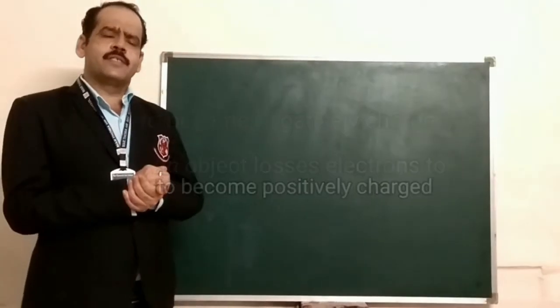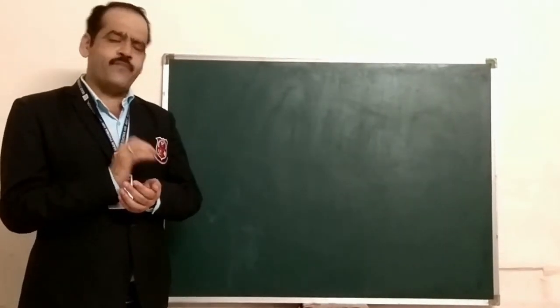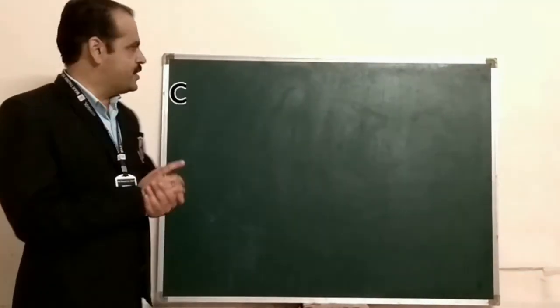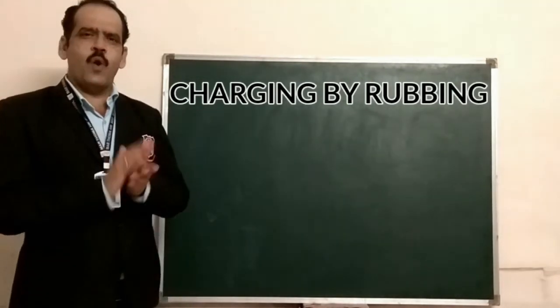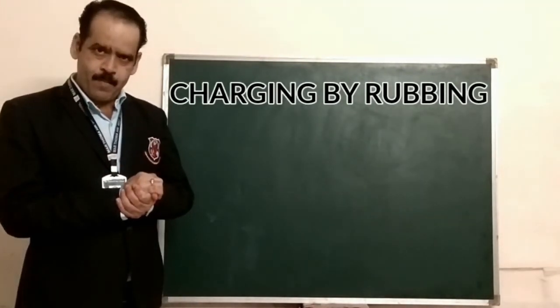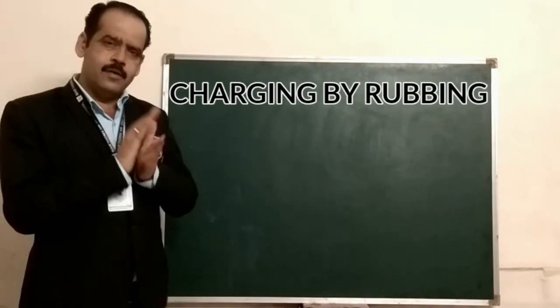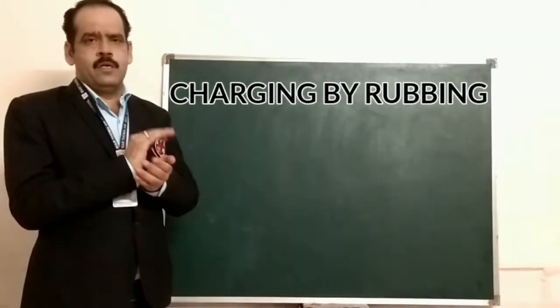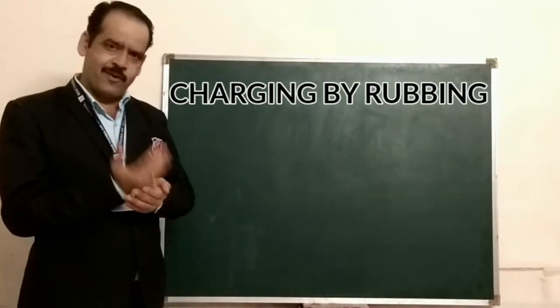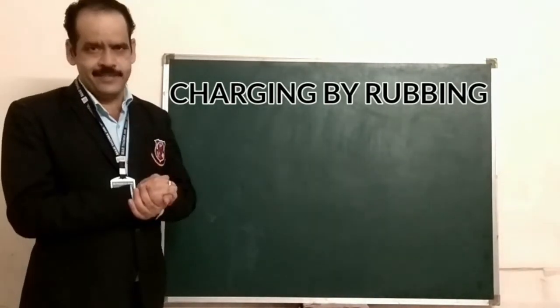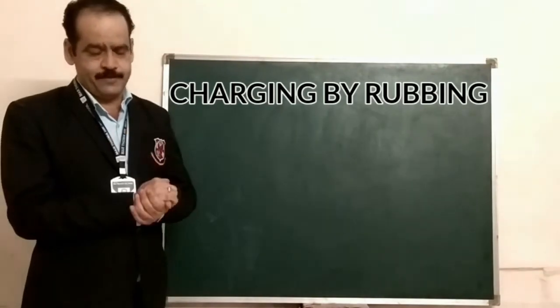Now we are going to discuss a few methods of charging. The first method is charging by rubbing. In this method, two objects are rubbed, and due to rubbing, transfer of electrons happens. One object loses electrons, another object gains electrons, and they get charged.